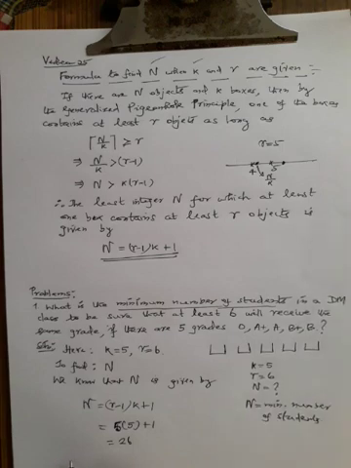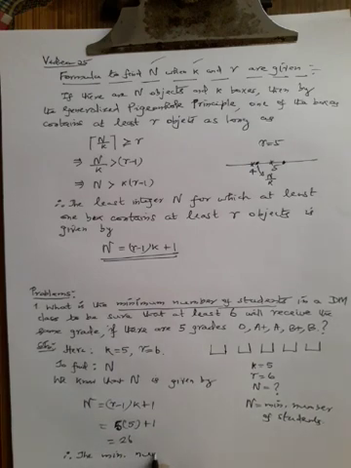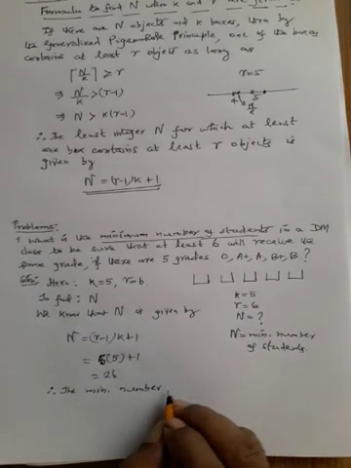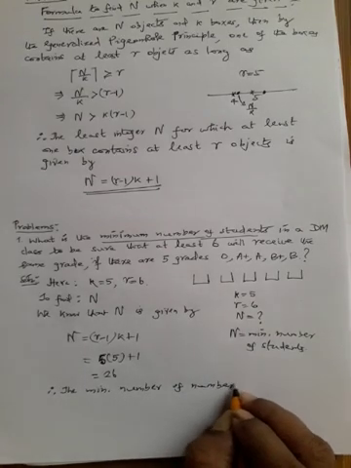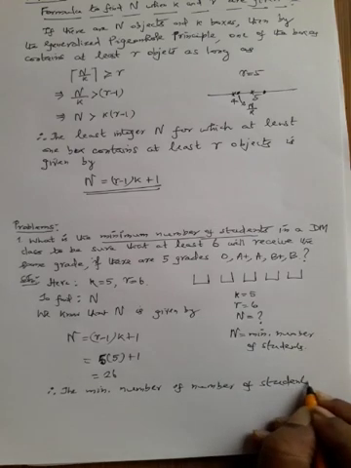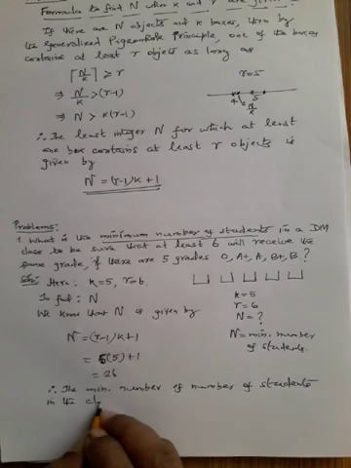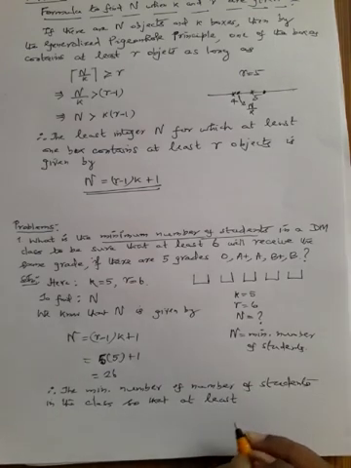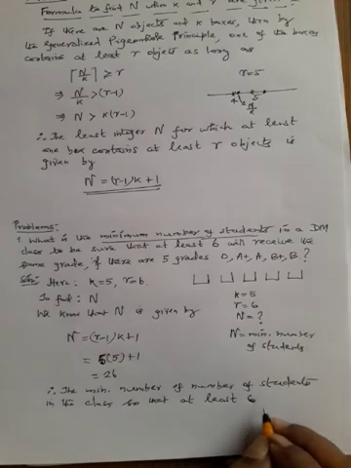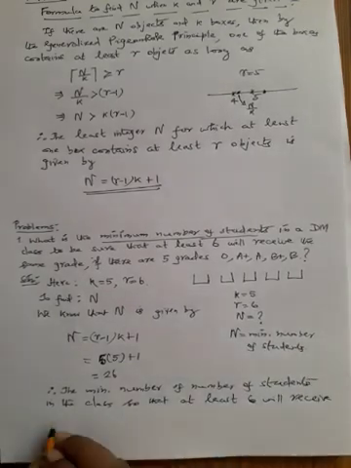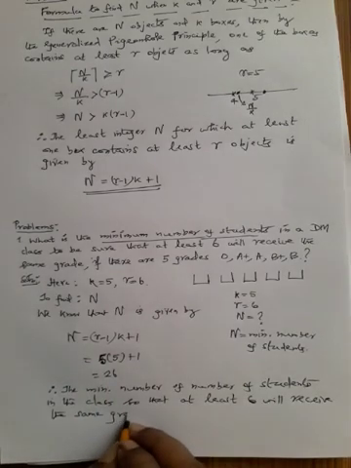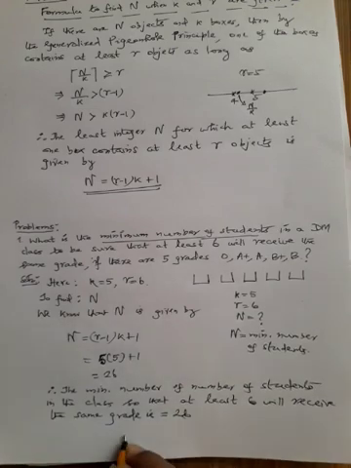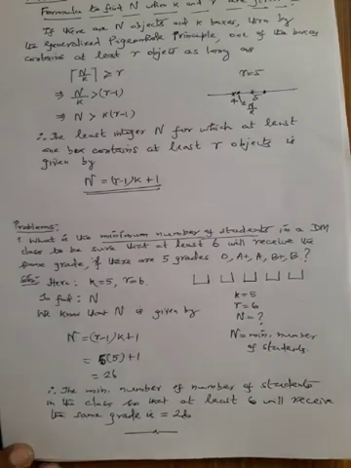Therefore, the minimum number of students in the class so that at least 6 will receive the same grade is equal to 26. So this completes problem 1 and also video 25.